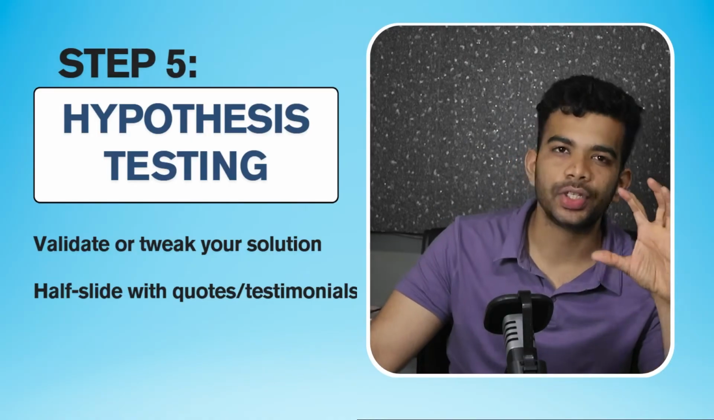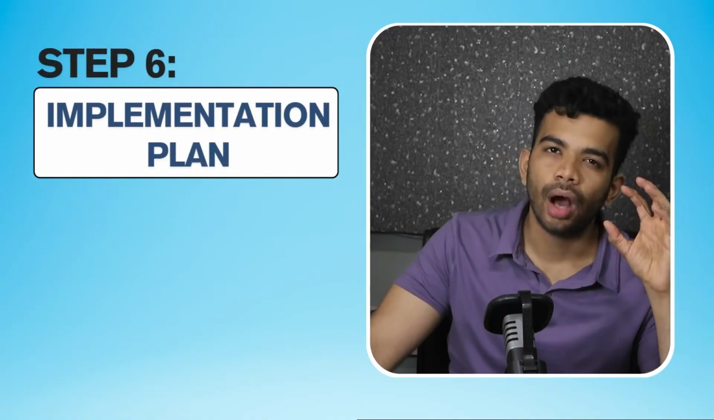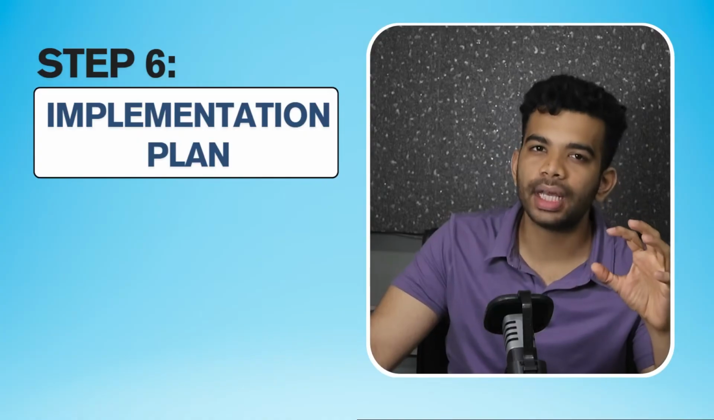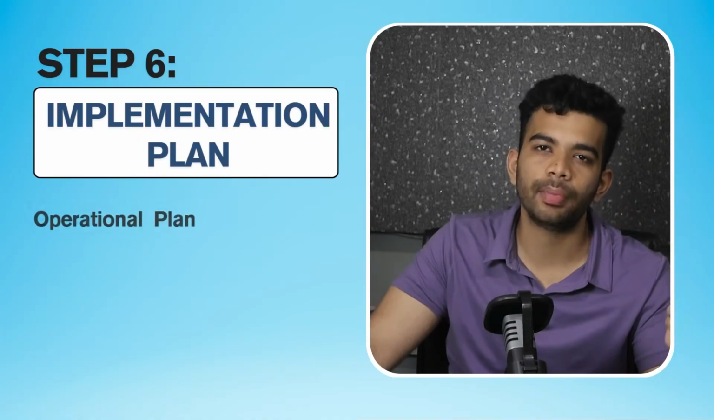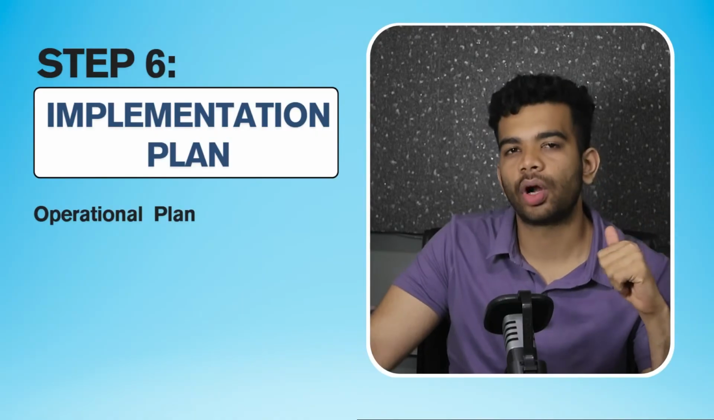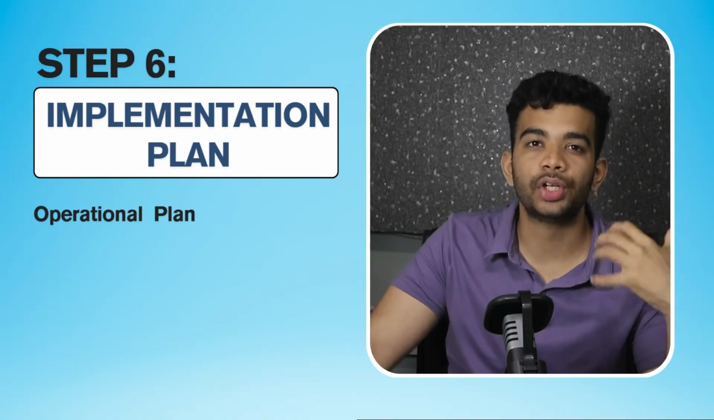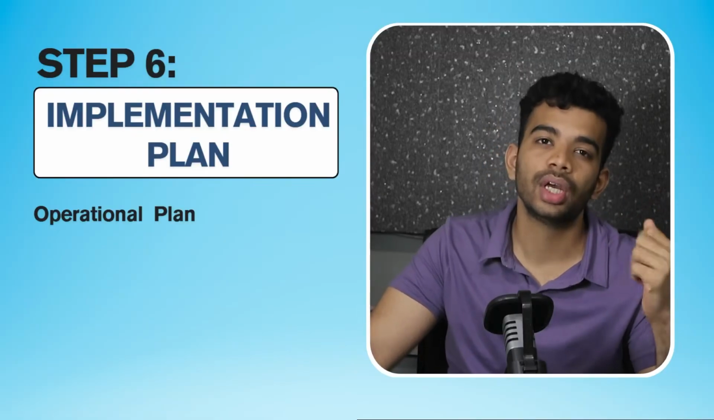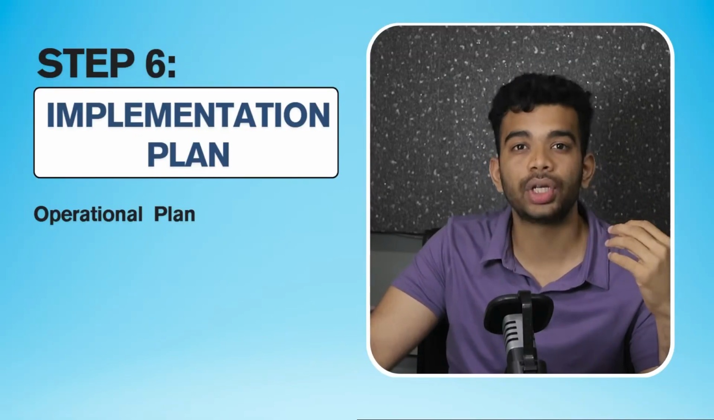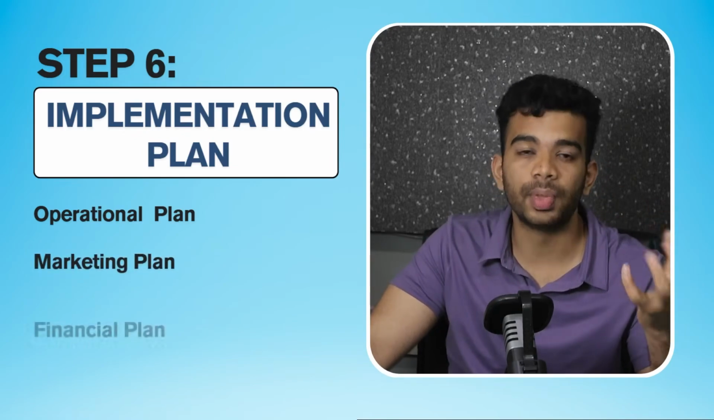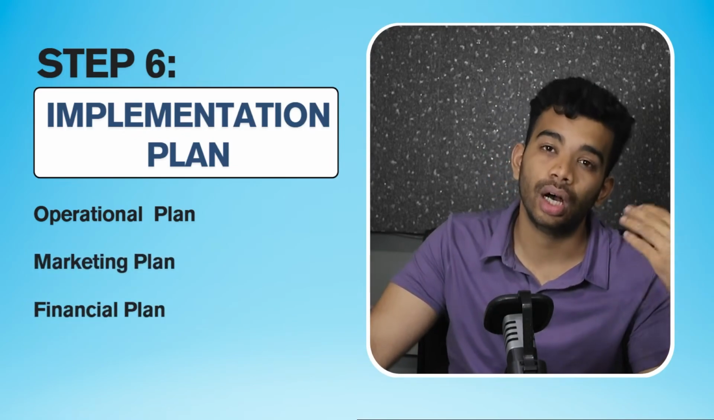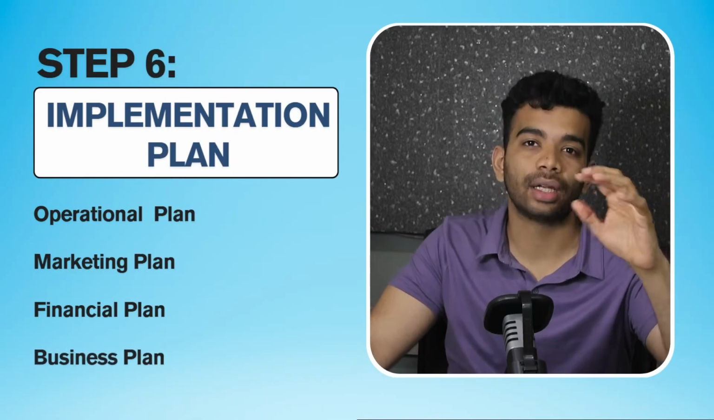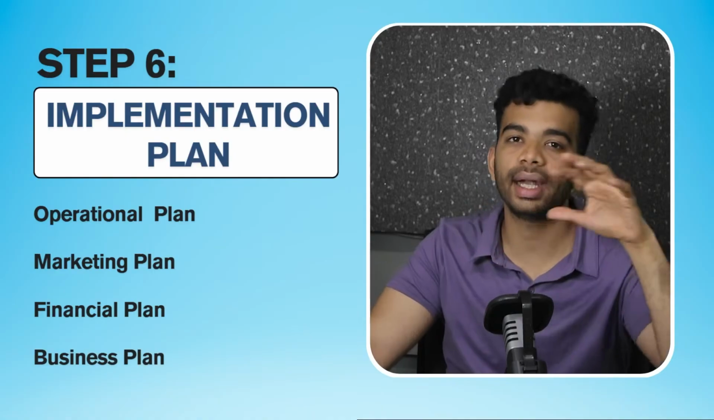Step 7 is your implementation plan. A great idea should walk on real world legs. Your implementation plan should include an operational plan, so how exactly the product or service will be executed. It should have a marketing plan, for example, the way you are going to spread awareness about the product. Then it should have a financial plan, meaning cost breakdowns, revenue projections, payback periods, and so on. Then there should be a business impact, so there should be both customer impact and bottom line impact.